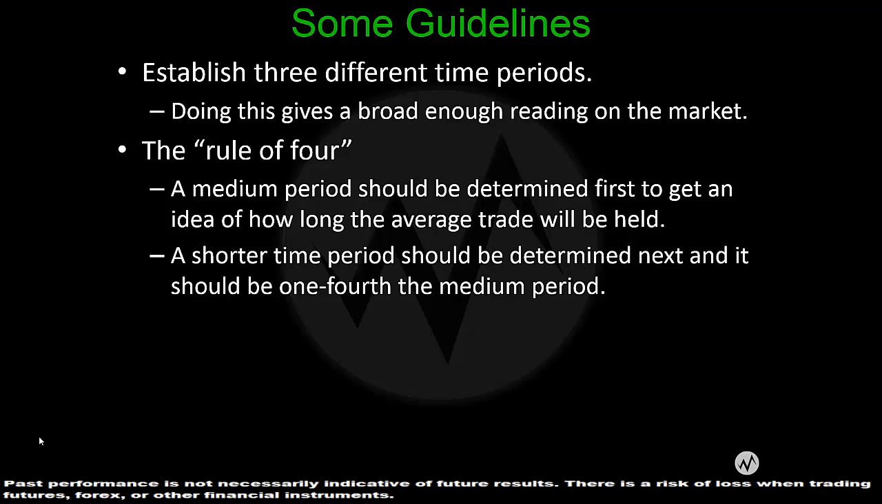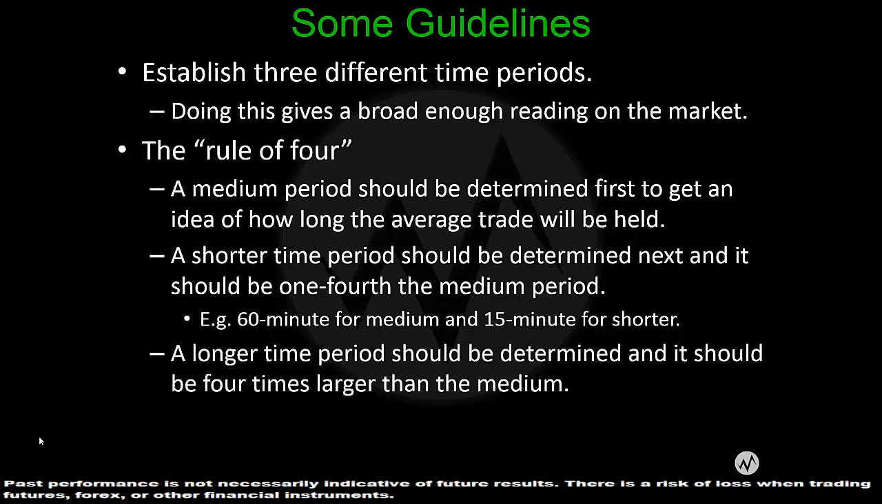Then you should establish a shorter time frame. This is really where you're going to enter, and it should be basically 1/4 of the medium time frame period. For example, if your medium time frame is a 60-minute chart, then your shorter time frame would be 15 minutes. That's where you're going to be doing your entries. Also, there should be a longer time period, about 4 times larger than the medium time frame. Sticking with that same example of a medium being 60, a 240 minute would be your longer time frame. So your 3 time frames here would be 240, 60, and 15.